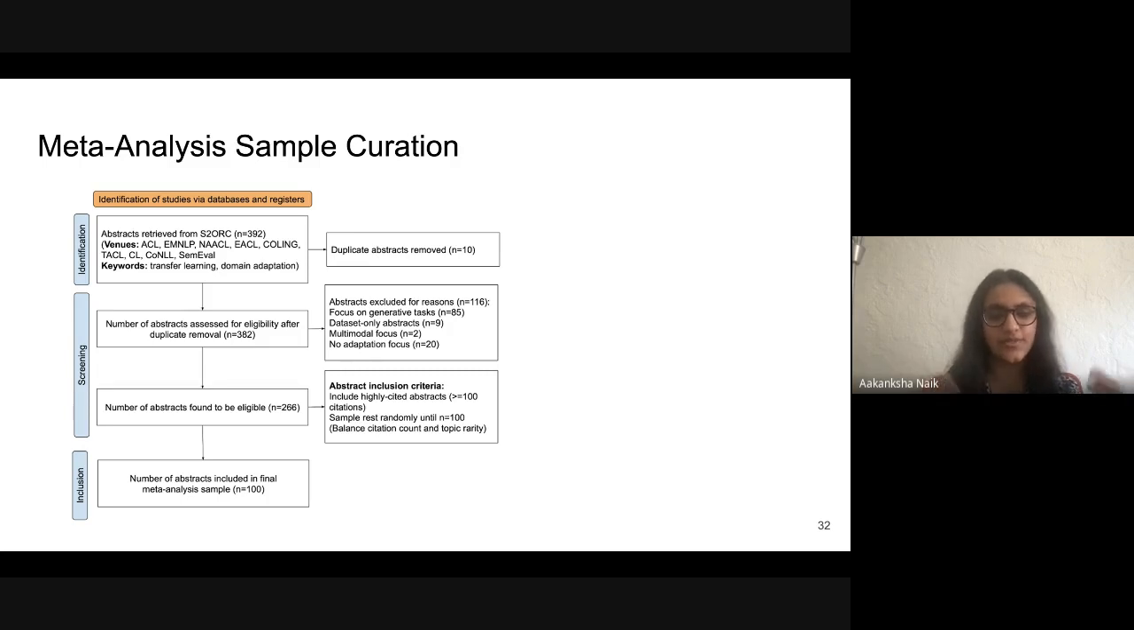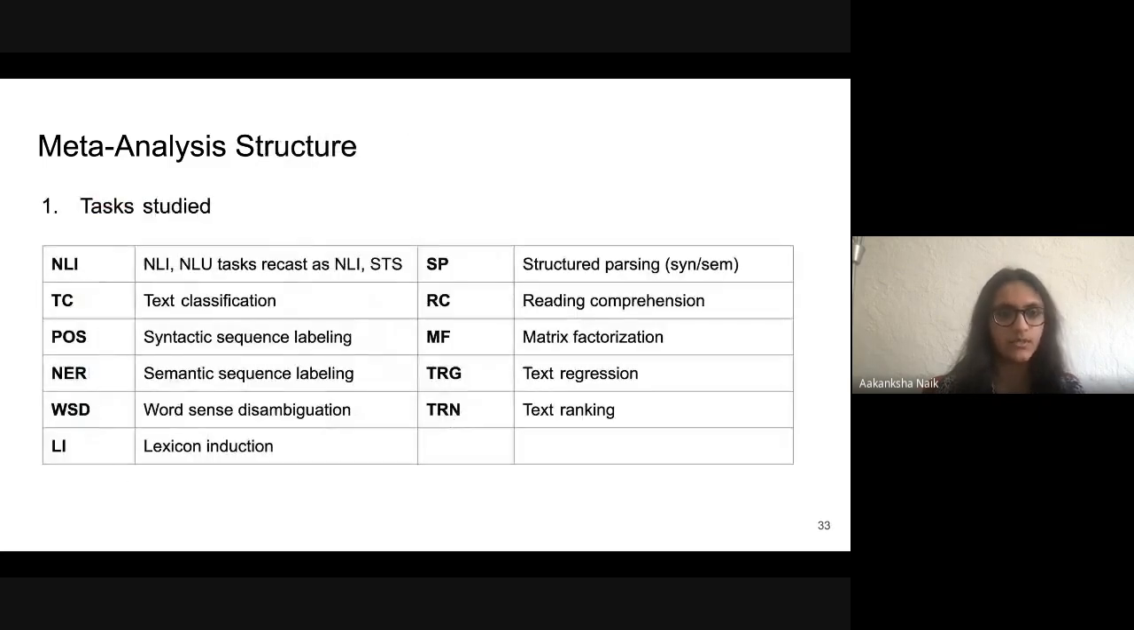We did not want to sideline work that focused on non-mainstream domains or non-mainstream data sets because those would typically get cited less. The other aspect that we also wanted to take care of was temporality because more recent papers tend to have fewer citations and we wanted to make sure that we did not totally exclude those. So at the end of this sampling process, we had 100 abstracts that we included in the final meta-analysis sample.